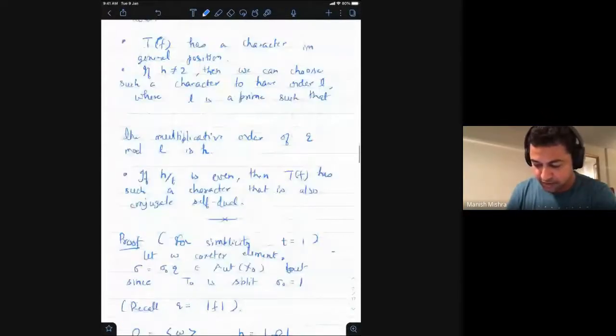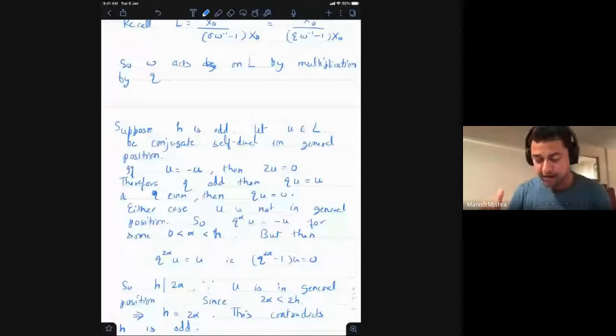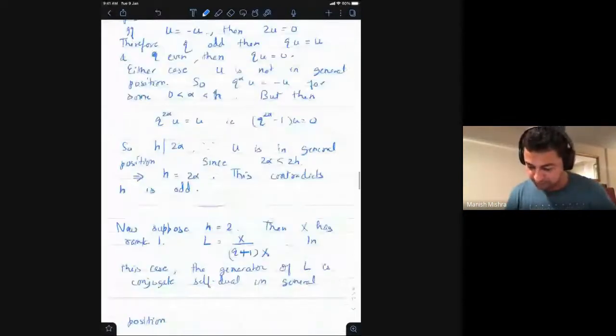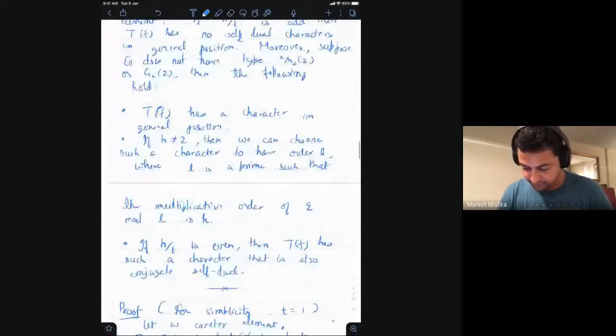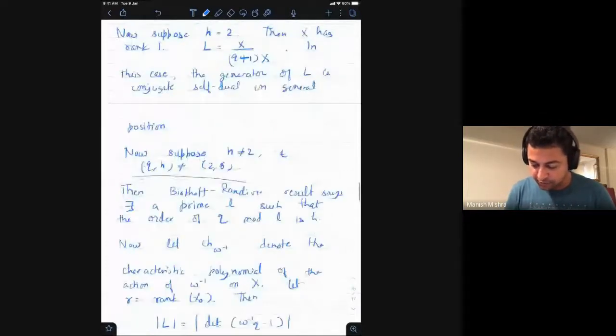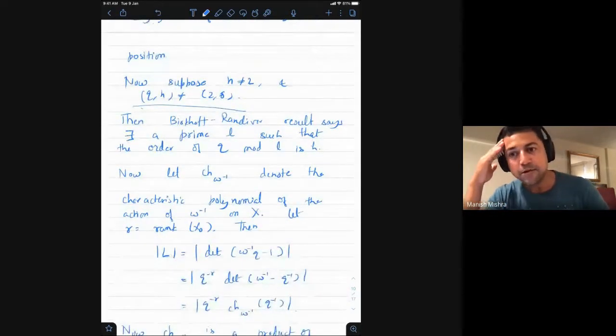This is the result, more or less, that if q comma h is not equal to 2 comma 6, then there exists a prime L such that q has order h mod L. So it's not a complicated result. It's a simple elementary number theory result.